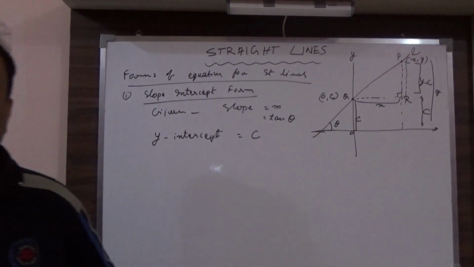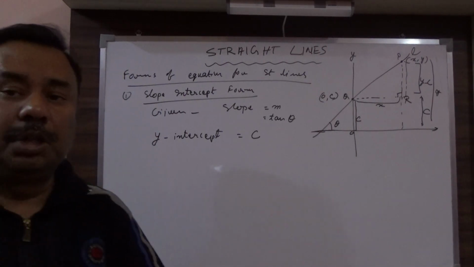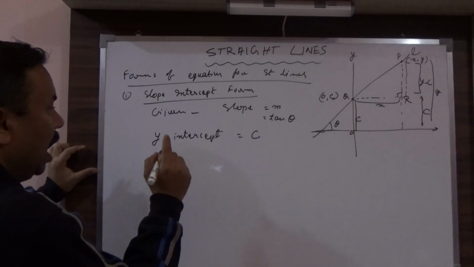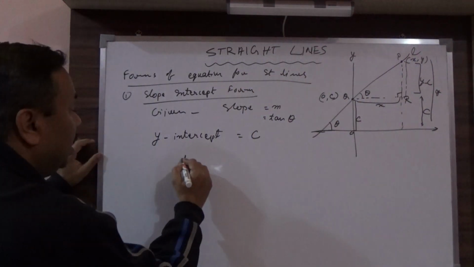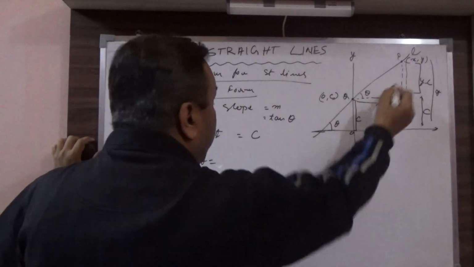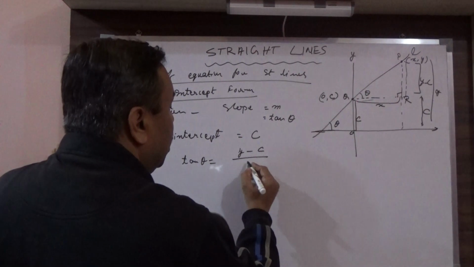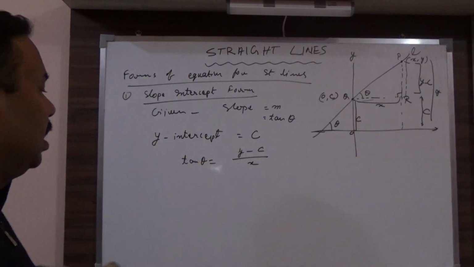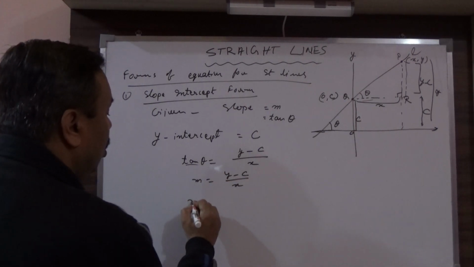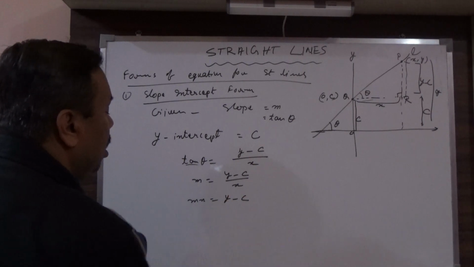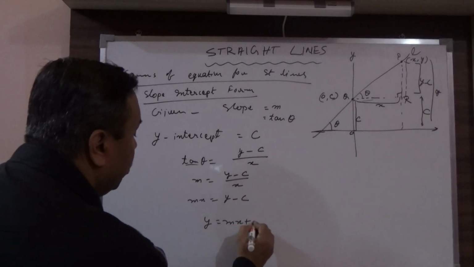So you have got two things, and you can find the slope in two ways. First way: if this is theta and this line is parallel, this will also be theta. So tan theta is equal to y minus c divided by x, opposite side by adjacent side. And tan theta is m, so m is equal to y minus c over x, or mx equals y minus c. By rearranging, I can write it as y equals mx plus c.